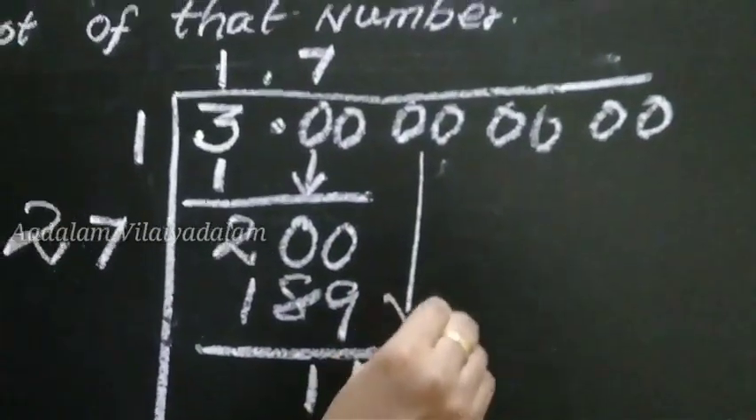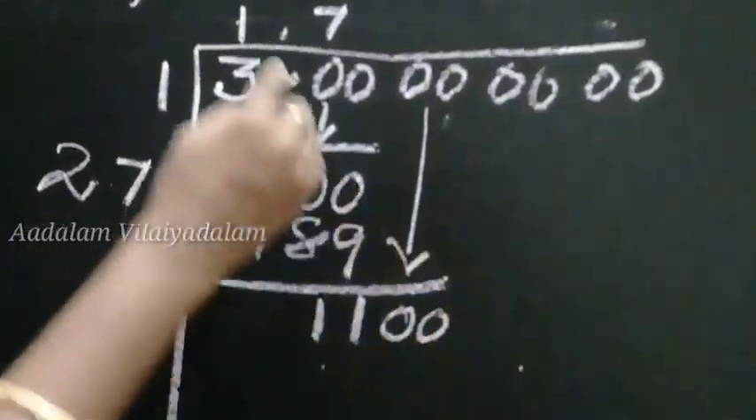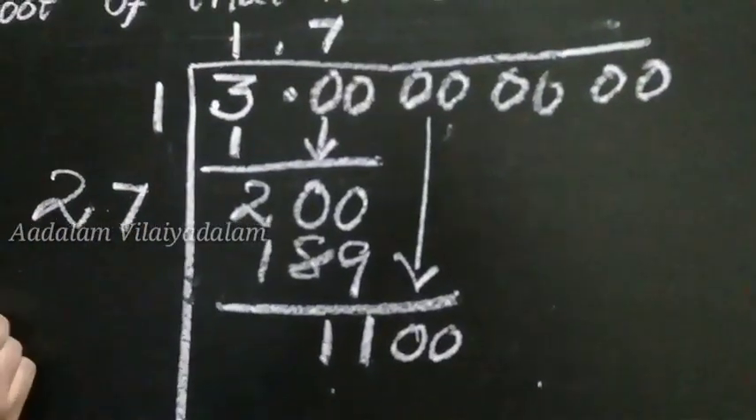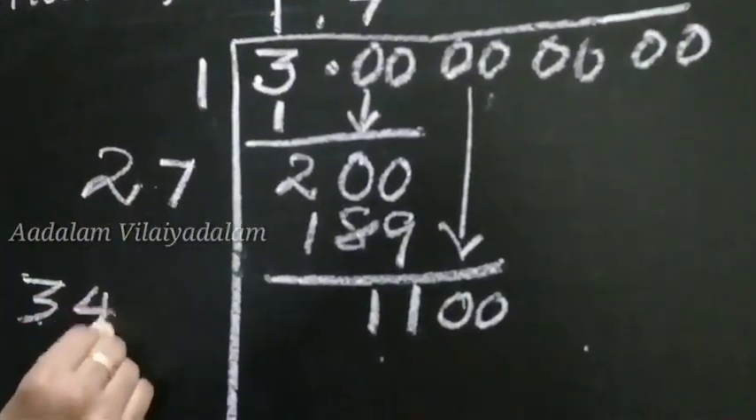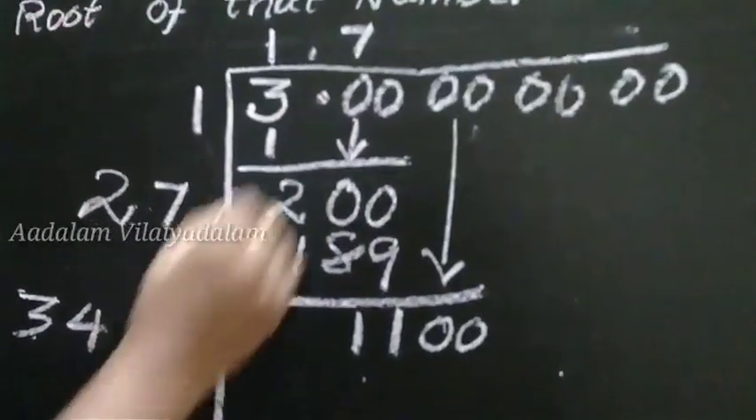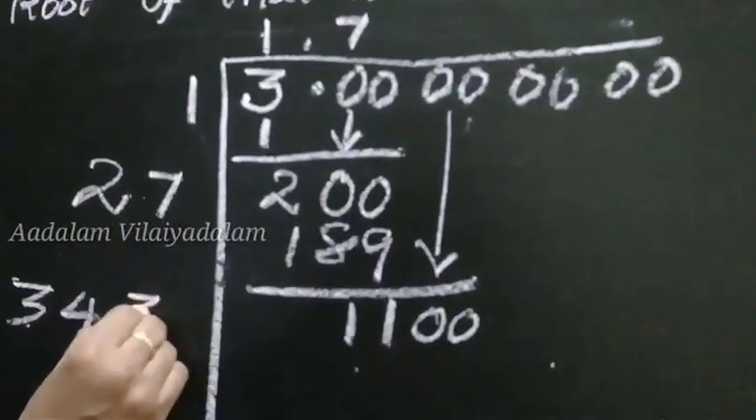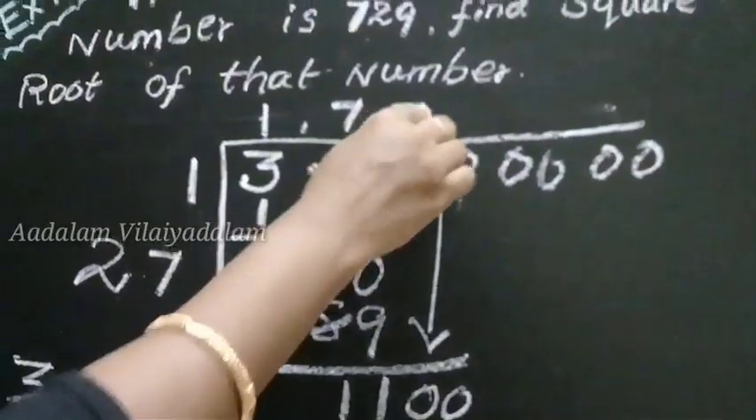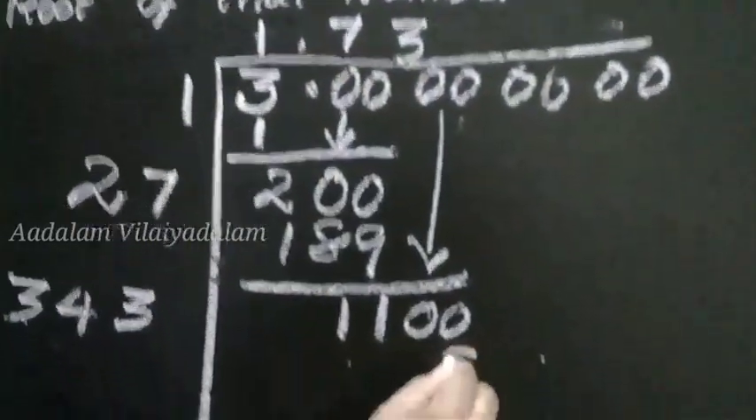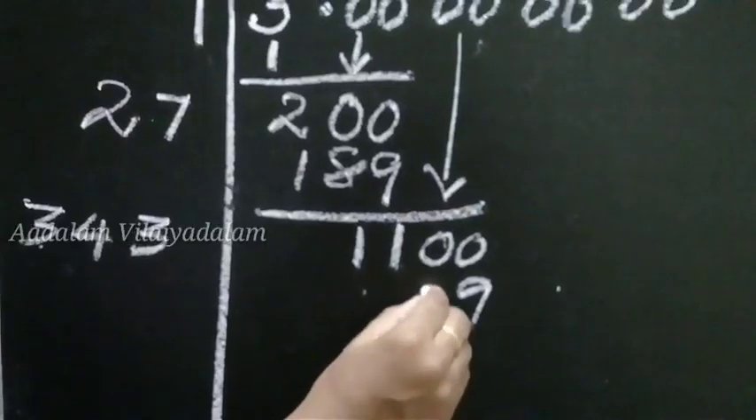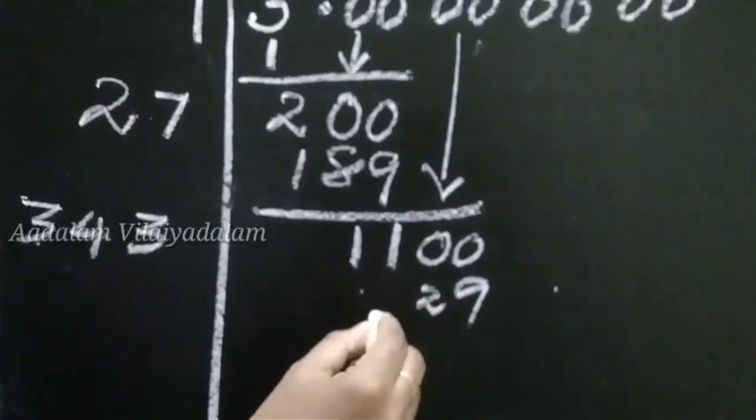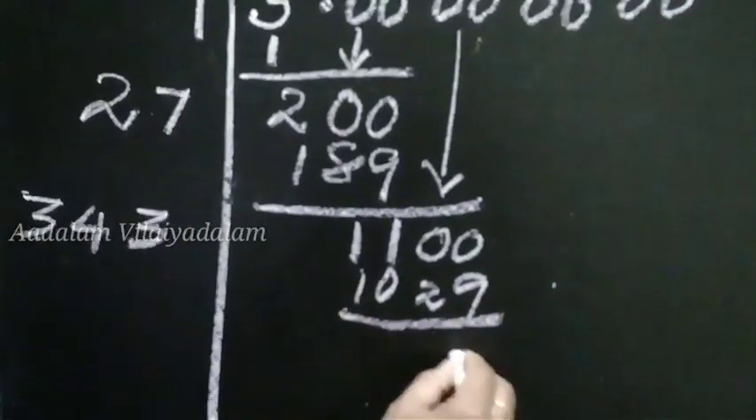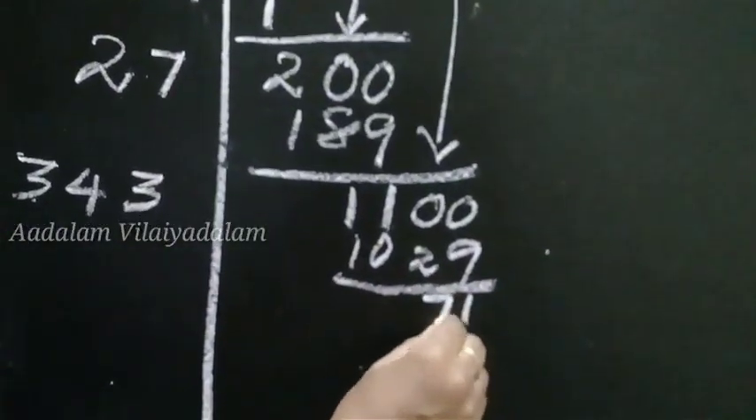Next take another pair, 0, 0. Now multiply the number by 2, 17 into 2, 34. So here also using the same number. So 3 times, here also 3. So 343 into 3, the answer is 3 3s are 9, 3 4s are 12, balance 1, 3 3s are 9, 9 plus 1, 10. So the remaining answer is 71.